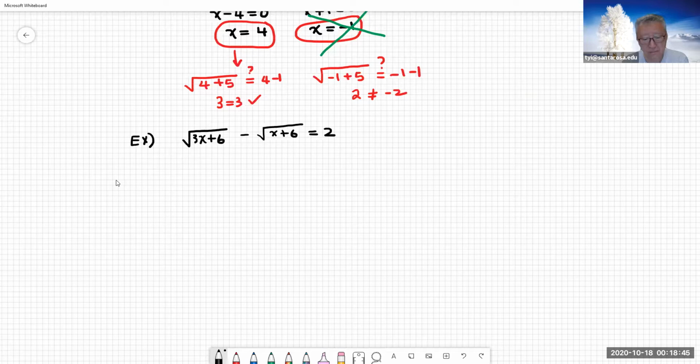So what I'm going to do is move one of the radicals to the right-hand side. So I'm adding this quantity here. So you will get the square root of x plus 6 plus 2. Now square both sides. Okay. So, just like the previous problem that we did, this just becomes 3x plus 6.